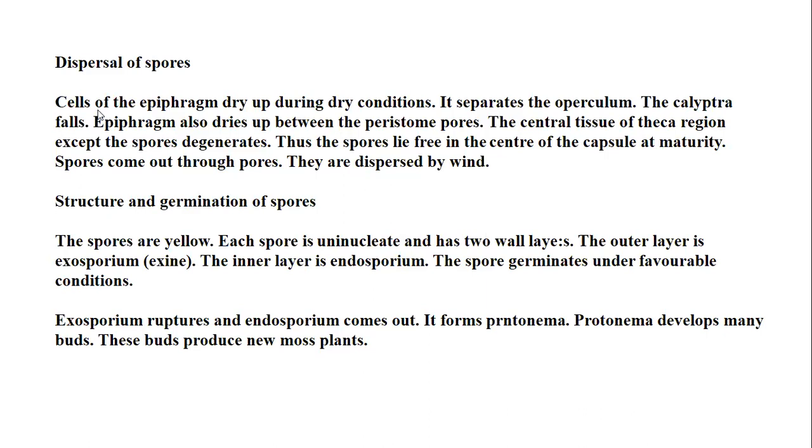Now, whenever the capsule matures, that is, whenever the theca part, the spore sac, is filled with spores, the cells of the epiphragm, that is the rim, dry up. That will get loose, it will separate from the operculum region, and the peristomial teeth will fall off and the lid will open. The spore sac will open and all the spores will burst out of the capsule and disperse into the surrounding environment through the wind.